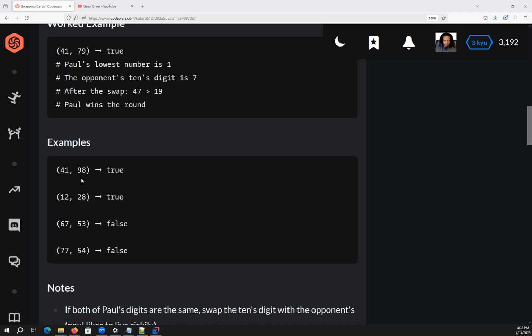41 and 19. Find the minimum of Paul's. The minimum is 1. The opponent's tens digit is 9. So this becomes 49, 18, because the 9 and the 1 get swapped. I know this doesn't look very good, but good enough to understand. 49 beats 18. Paul wins again. Paul's killing it. But that's the strategy. You look at Paul's, you get the minimum value, then you swap it with the opponent's tens digit. That's the general strategy here.